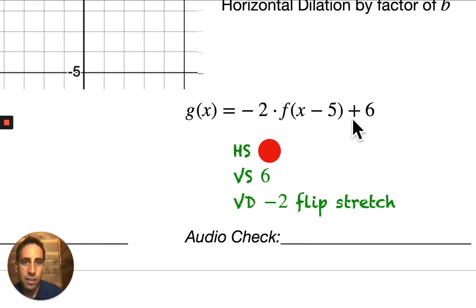All right, and here we don't even know what the function is. It's just saying that some parent function, maybe it's the absolute value function. Maybe f is the x squared function, or maybe it's x cubed, or maybe it's x to the fourth. We don't know what f is defined as, but all we know is that g of x has these transformations applied to it.